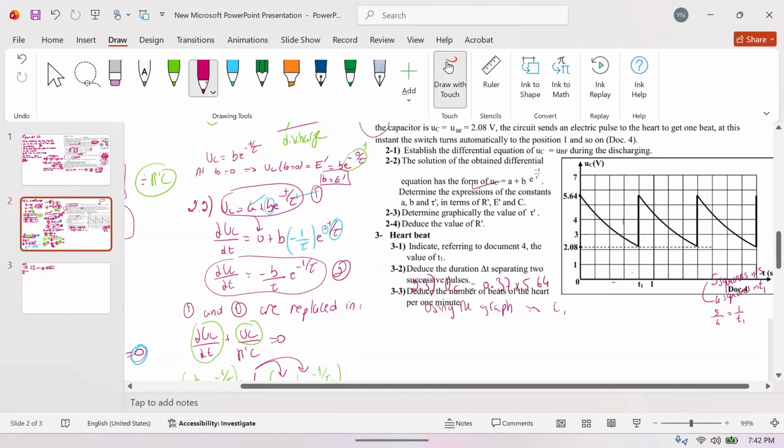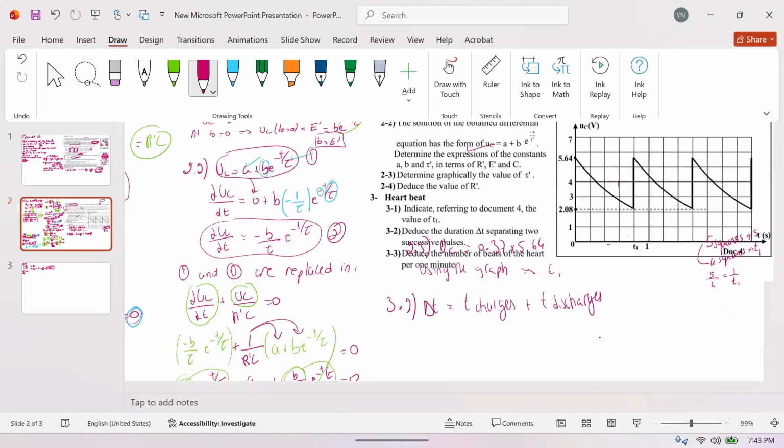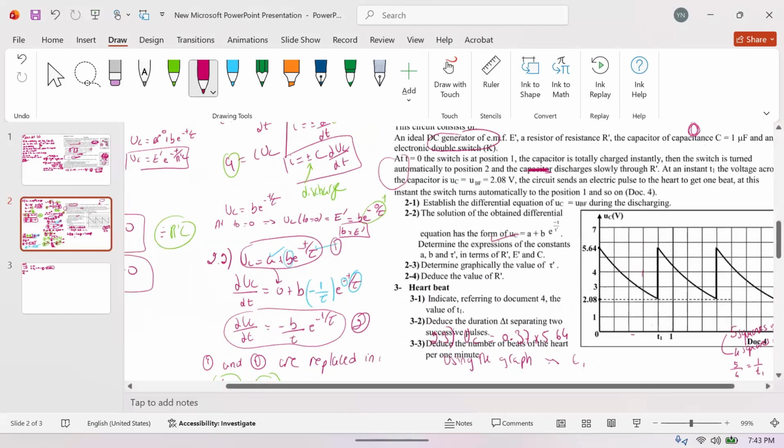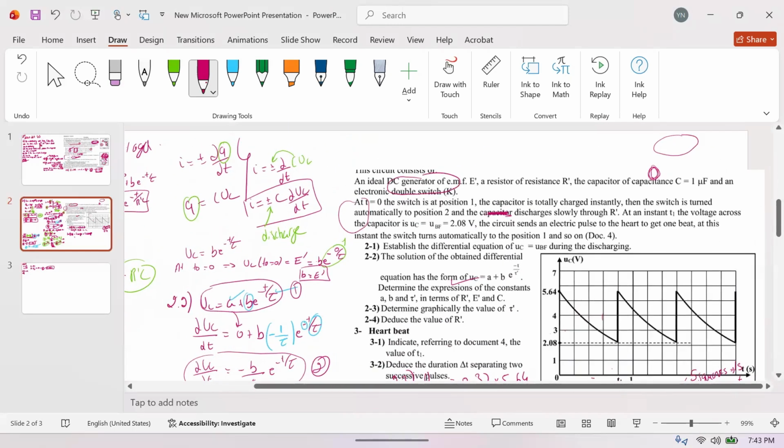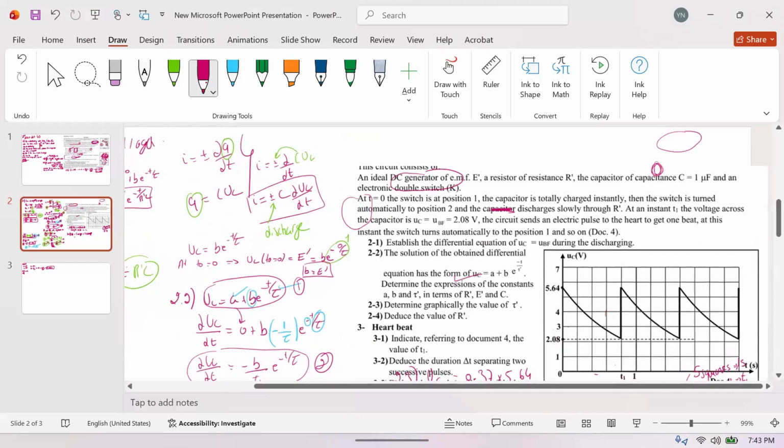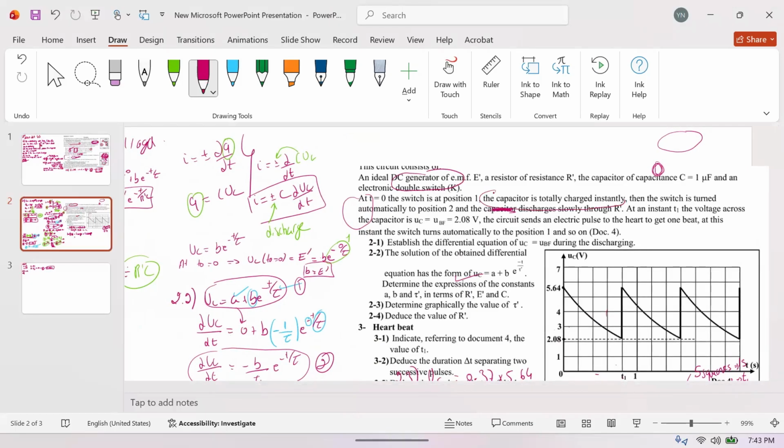Okay. So in 3.2, the duration delta t is not any time you can get from the graph. You need the time where the capacitor charges and the time where it discharges, and this is simply the duration for the pulses. Now, if you remember what they said in the given, they said somewhere that the capacitor charges instantly. There it is. So the time for the charge is approximately 0.